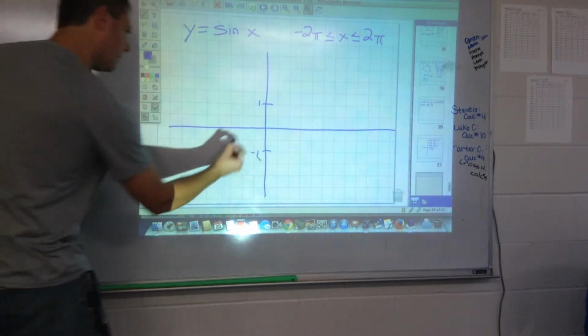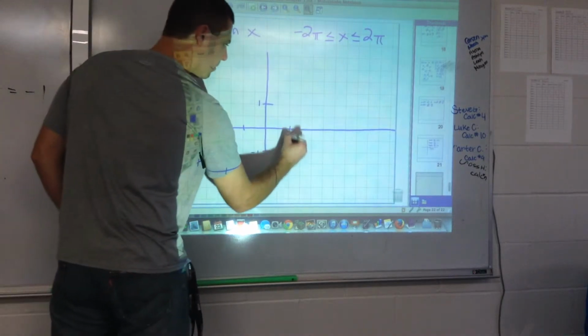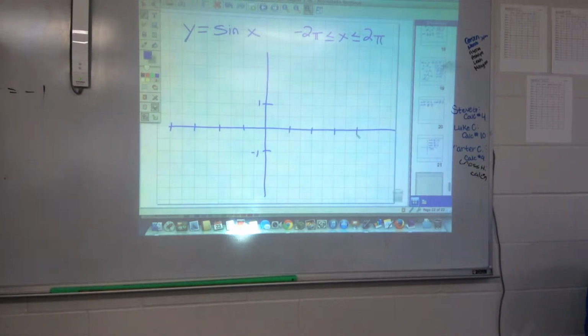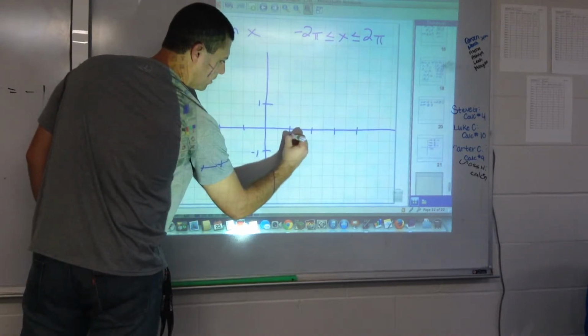I want to fit that in. 1, 2, 3, 4. 1, 2, 3, 4. Kind of get in the habit of that when you draw your own graphs. For a little while here, you'll probably count by pi over 2.